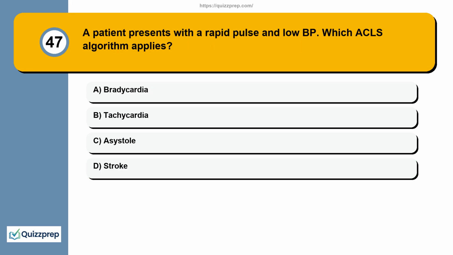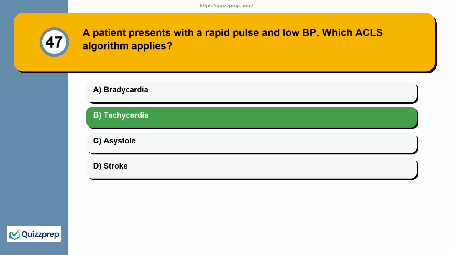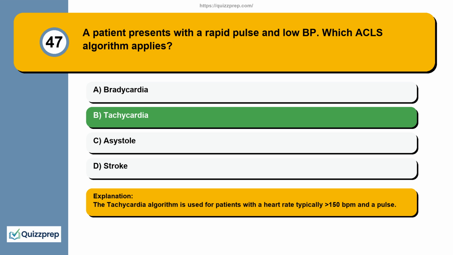Question 47. A patient presents with a rapid pulse and low BP. Which ACLS algorithm applies? Bradycardia, tachycardia, asystole, stroke. The tachycardia algorithm is used for patients with a heart rate typically greater than 150 bpm and a pulse.